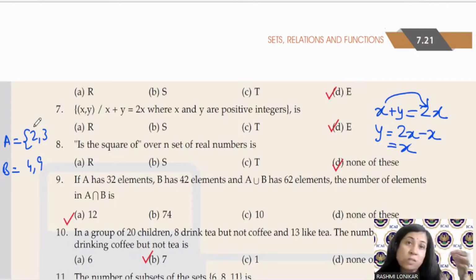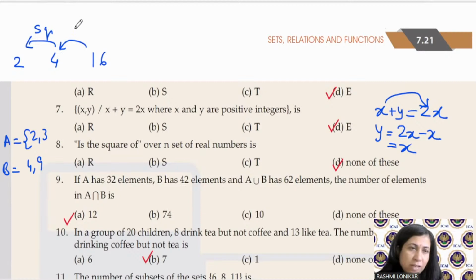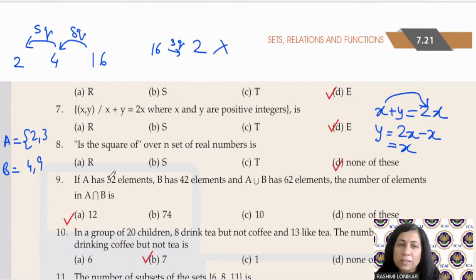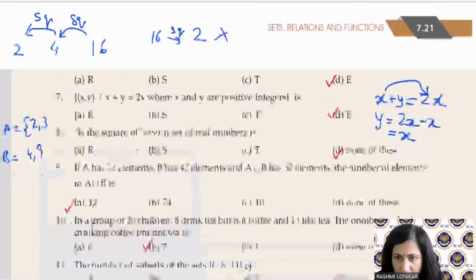If I say 4 is the square of 2 and 16 is the square of 4, does it mean 16 is the square of 2? No. So it is not transitive either. So "square of" is neither reflexive nor symmetric nor transitive. So none of these will be the answer. Okay.